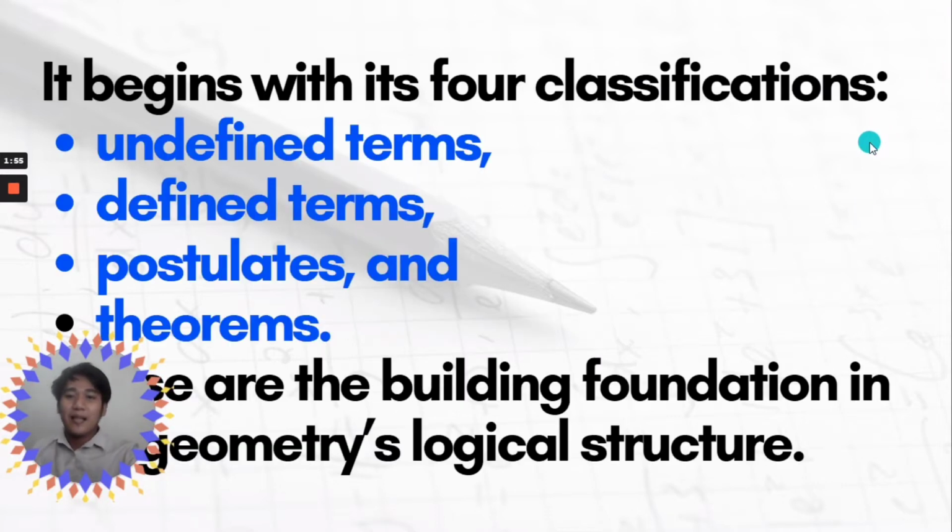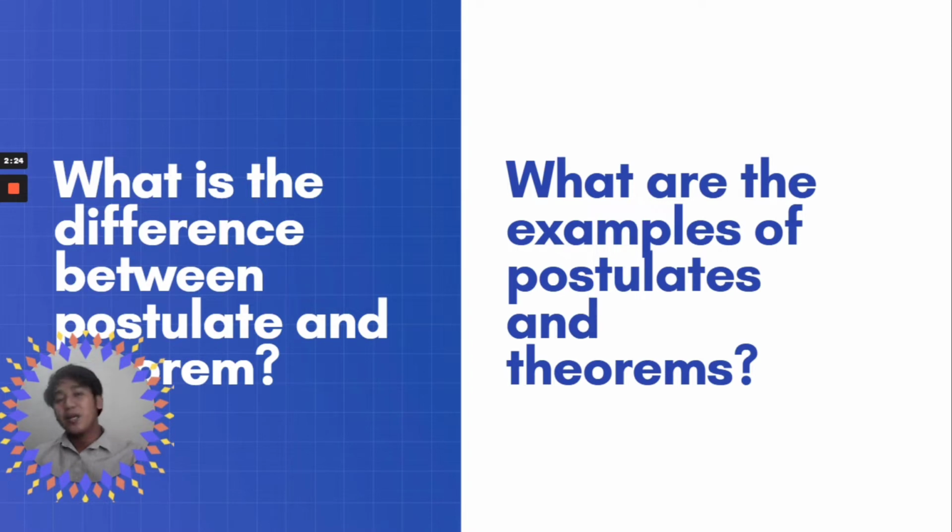Expect that. It begins with 4 classifications. Again, the undefined terms and defined terms. Last week, in week 1, you encountered these 2. And this week, we're going to discuss the other 2, postulates and theorems. Are you ready? These are the building foundation in geometry's logical structure. So what is the difference between postulate and theorem? And what are examples of postulates and theorems? These are the questions, actually 3.